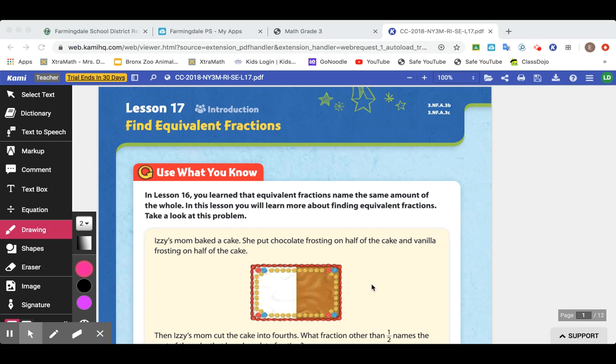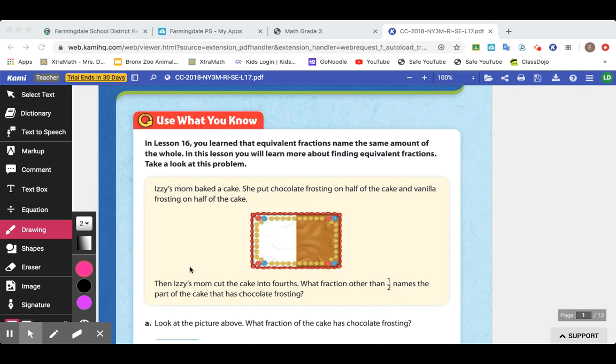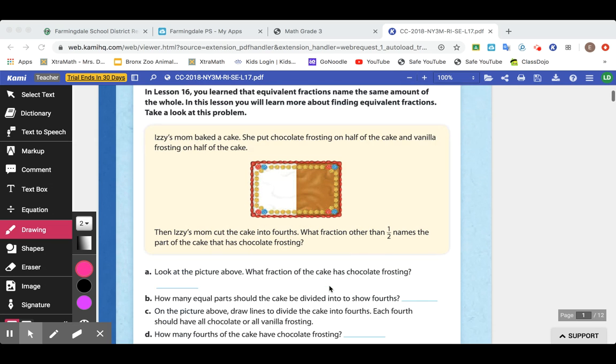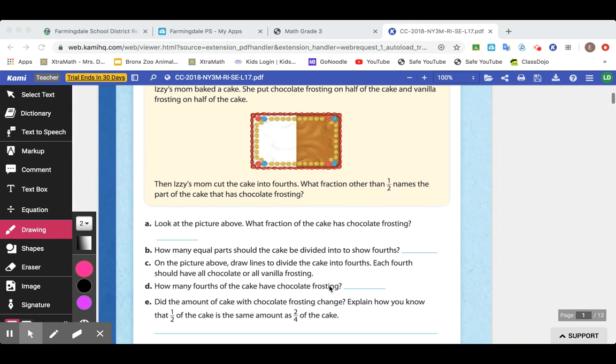Okay. So we start with a cake. Do you see the cake? It says Izzy's mom baked a cake. She put chocolate frosting on half of the cake. Here's the chocolate side. And vanilla frosting on the other half of the cake. Okay, so she wants to cut it into fourths, and we're going to be working down here to figure out what fraction other than 1/2 will name the amount.